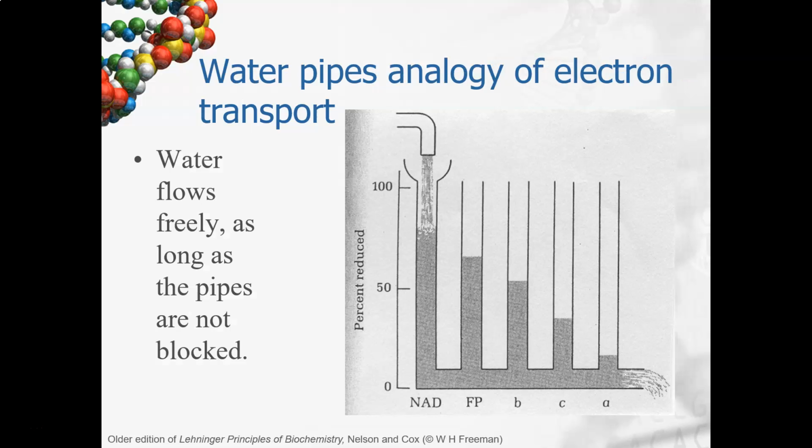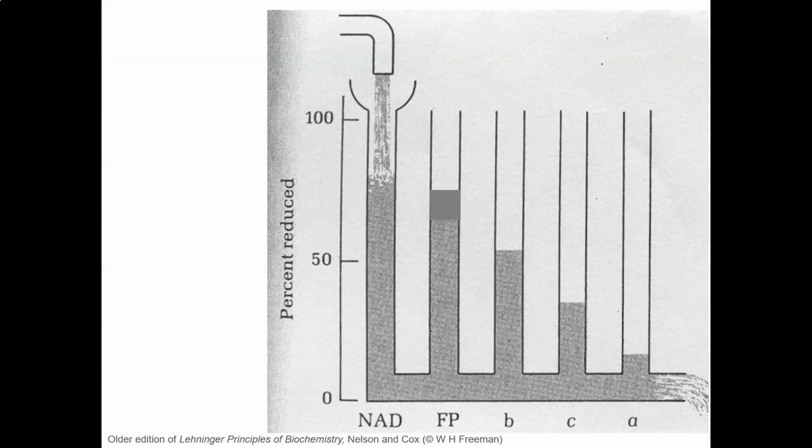So we can use a water pipes analogy of electron transport. Say I have these water pipes and I have a tap with water. Water will flow freely from the first pipe where it enters through all of the pipes and finally the exit, as long as none of the pipes are blocked. But suppose I put some kind of valve and I block the pipes. What happens is as the water is added, the pipes will fill up.